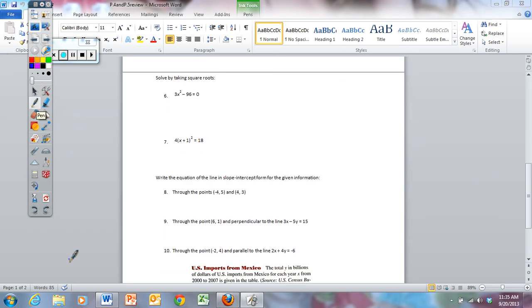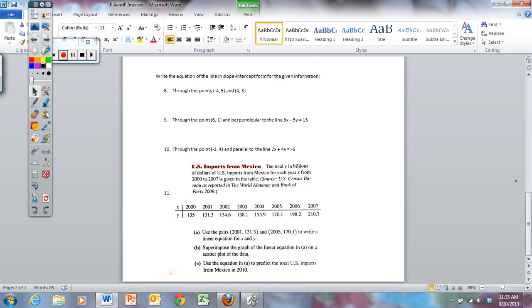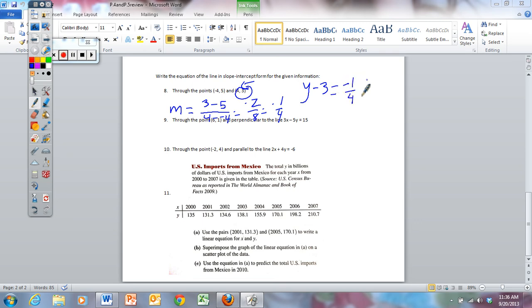Okay. Write the equation of the line in slope-intercept form for the given information. So through those 2 points, the first thing I need to do is find the slope. So I'm going to go 3 minus 5 over 4 minus negative 4, which gives me negative 2 over 8, which is negative 1/4. Then I'm going to use the point-slope form, and I'm going to use this one because they're both positive. I like positive numbers, just like you. Negative 1/4 times x minus 4.